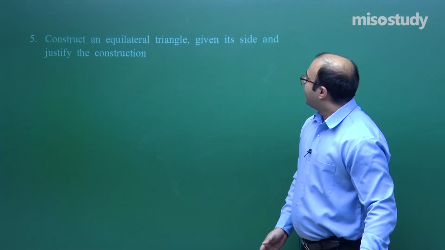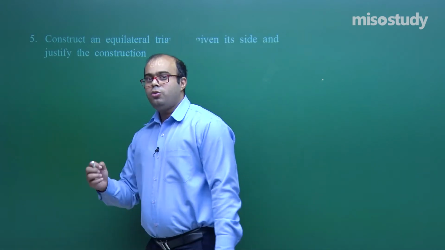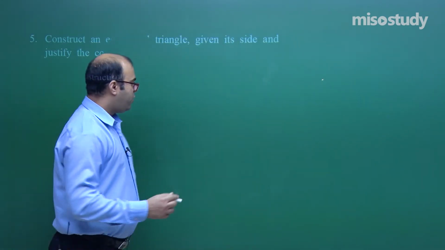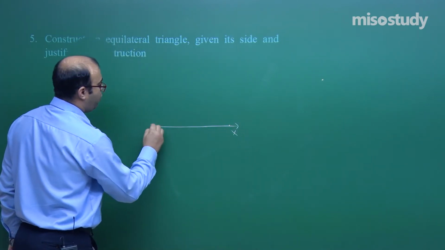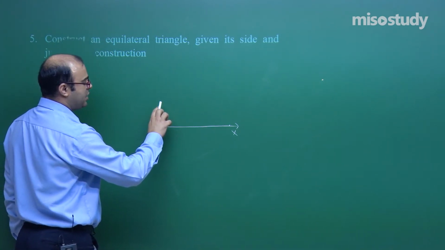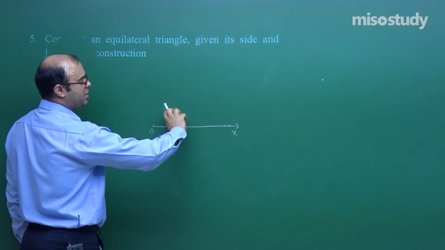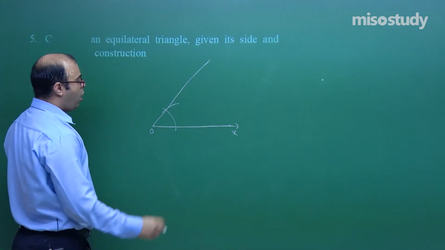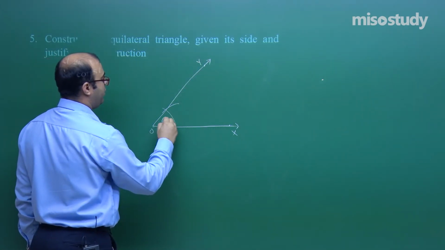Construct an equilateral triangle given its side and justify the construction. So what do we mean by an equilateral triangle? We mean all the angles are 60 degrees. So first of all, let us take a ray OX and from O make a 60 degree angle. We know how to make 60 degrees: with this as the center and some radius, we draw this arc. Again with the same radius and this as the center, draw another arc. This will come out to be 60 degrees. Now after drawing, suppose this is ray OY, this is 60 degrees.